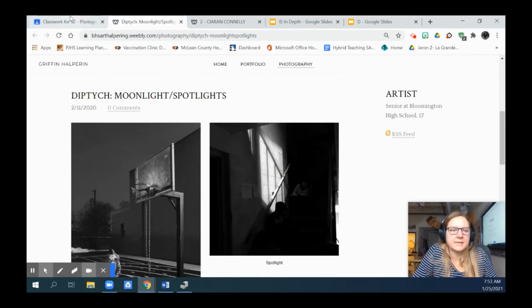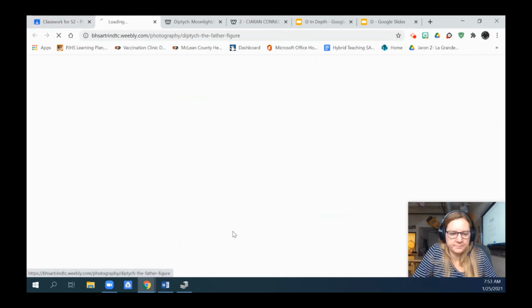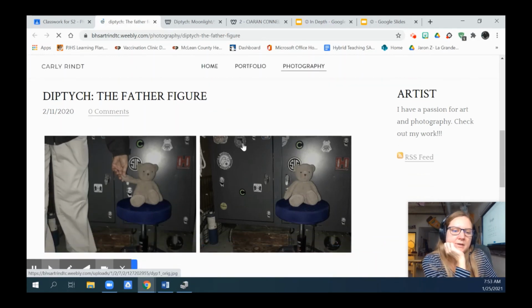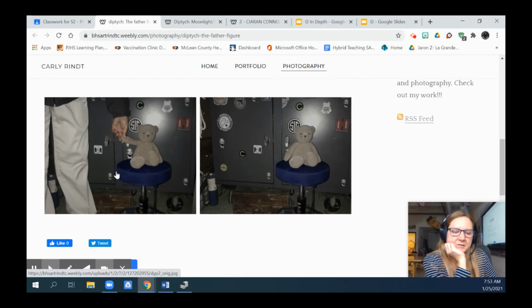So let's take a look at another one. This one's really interesting. It's called The Father Figure, and it's just two simple images, present and absent. So it's pretty clear on what this body of work is about.